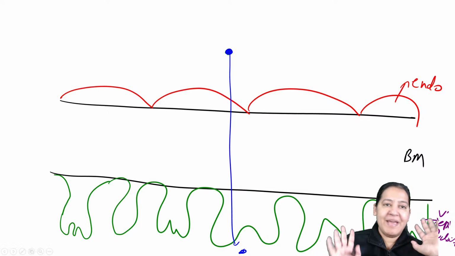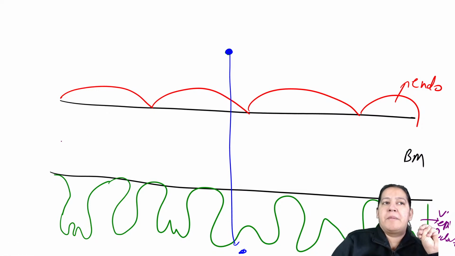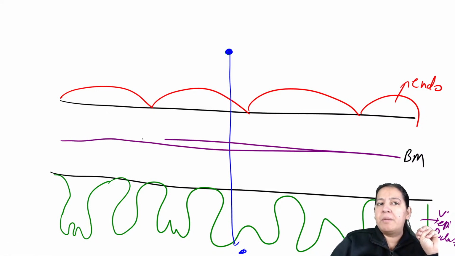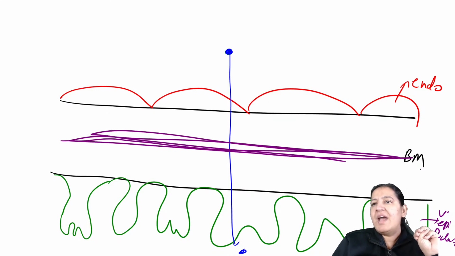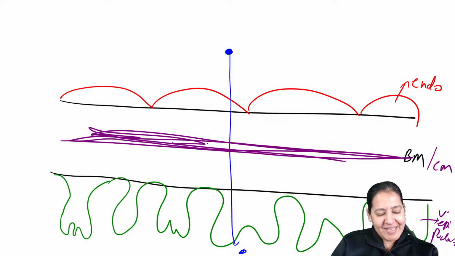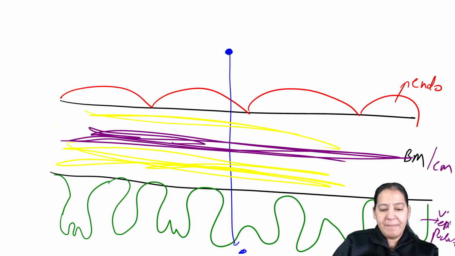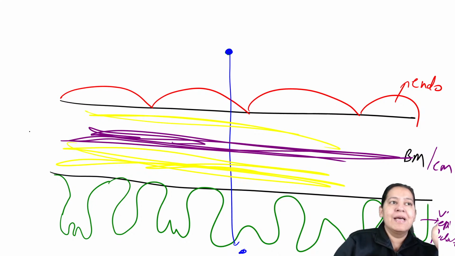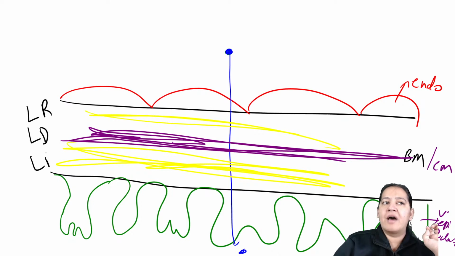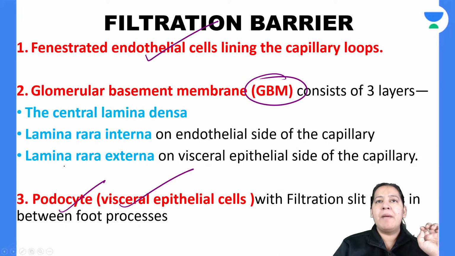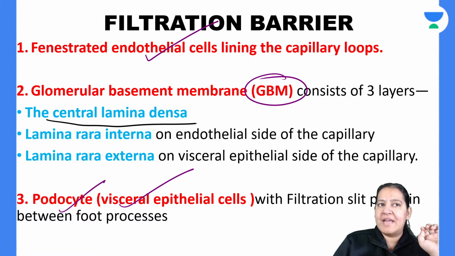Okay, listen, in the basement membrane there are three portions. The center of the basement membrane is very dark if you see it under the electron microscope, and the peripheral two portions of the basement membrane are relatively light. So the basement membrane is divided into three parts. The central basement membrane is known as lamina densa and the peripheral are known as lamina rara. Have you got it? So the basement membrane has three portions: the central lamina densa and lamina rara on both sides, internal and external.